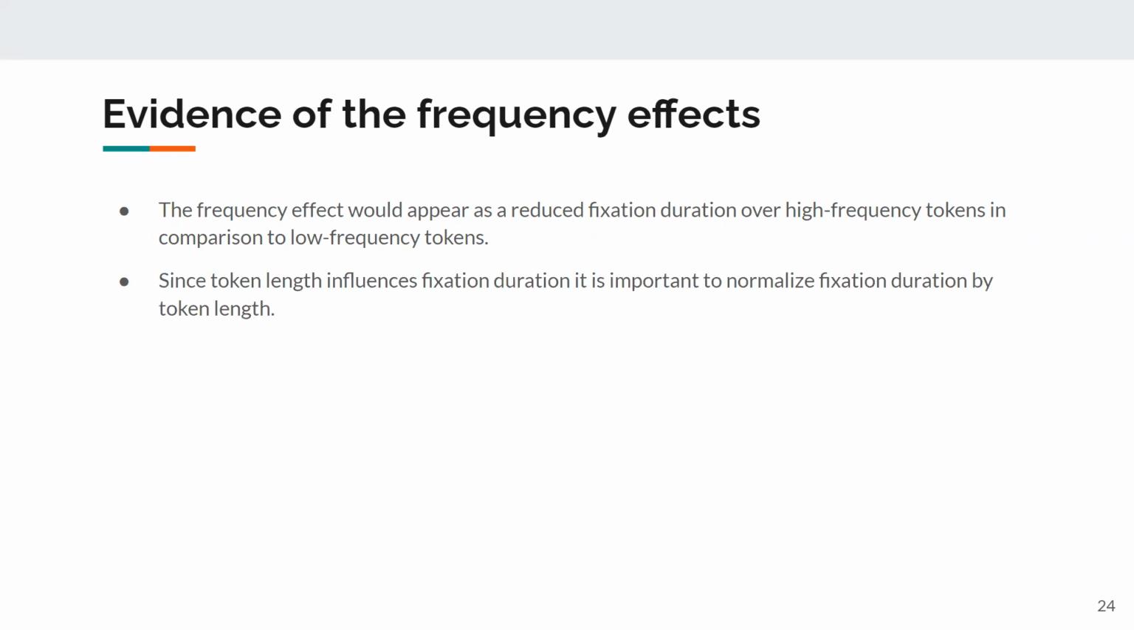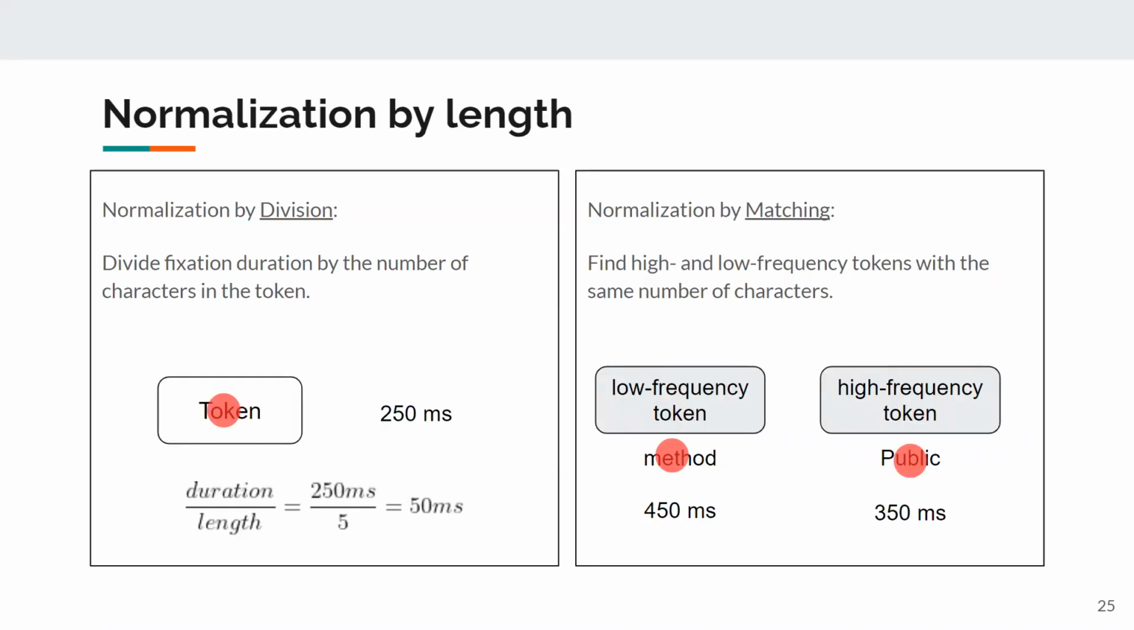The frequency effect would appear as a reduced fixation duration over high frequency tokens in comparison to low frequency tokens. Since token length might influence fixation duration, it's important to normalize fixation duration by length when we calculate the frequency effect. Normalization by length can be done in 2 ways. First, division, by dividing fixation duration by the number of characters in a token. The second way is by matching, which is done by finding high and low frequency tokens with the same number of characters.